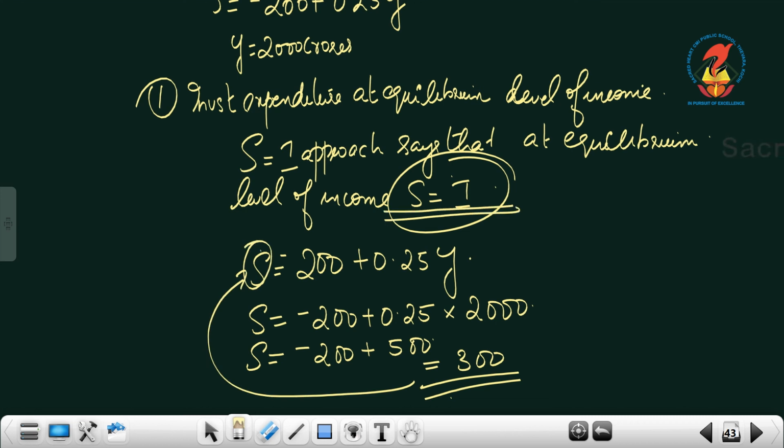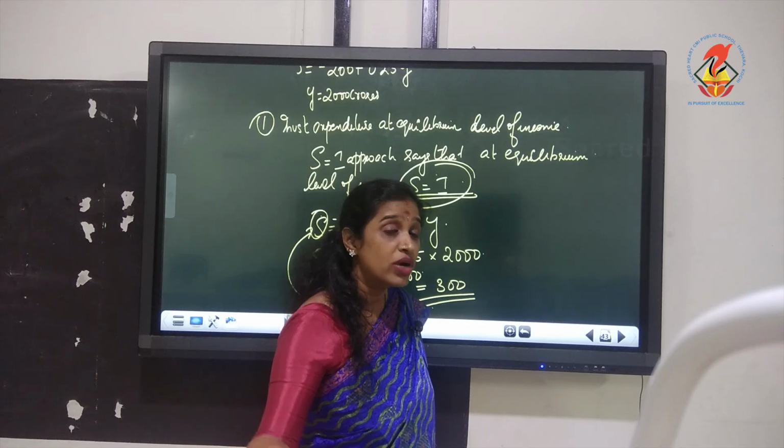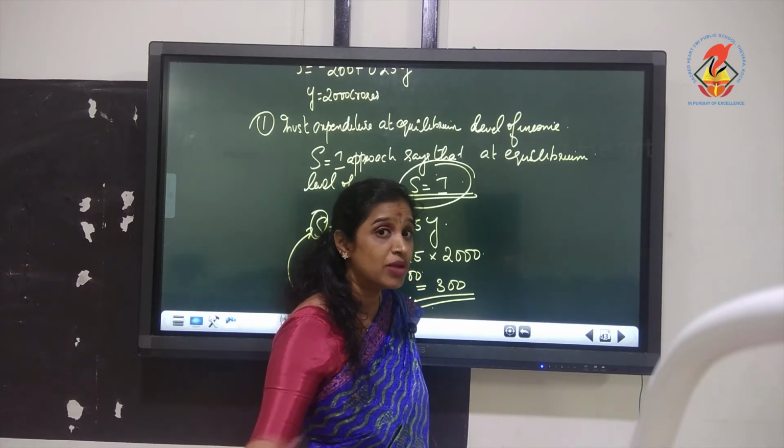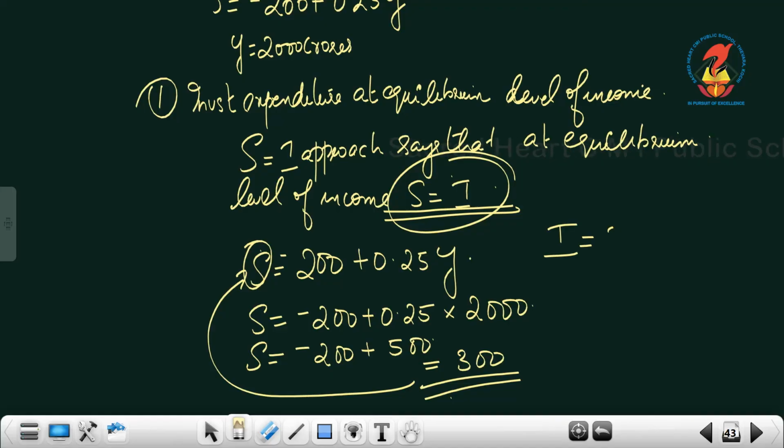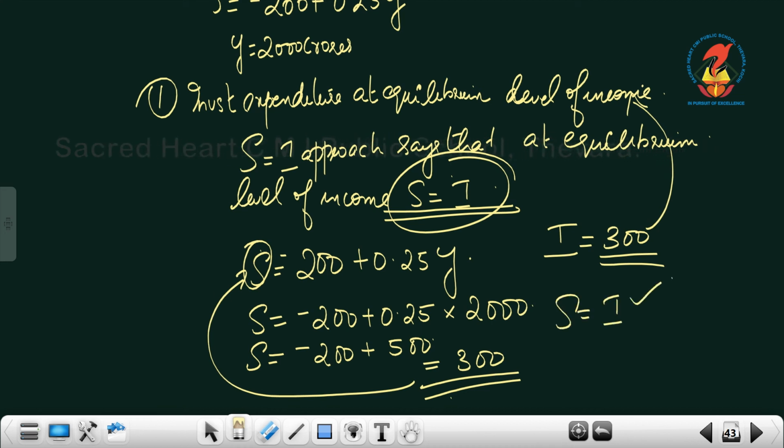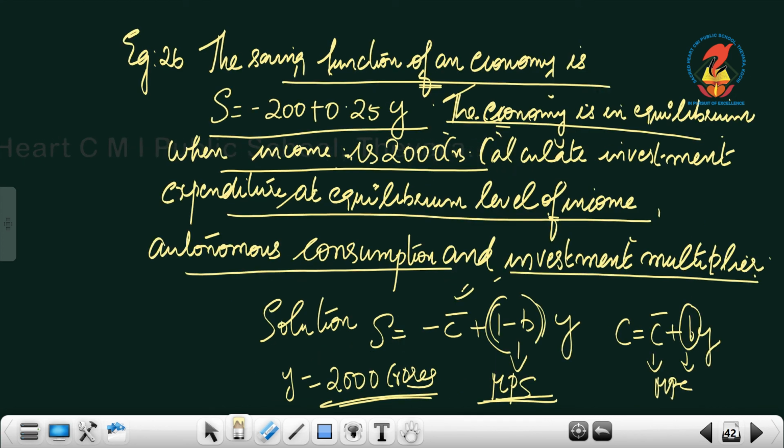Now you have the value of S. You have learned at equilibrium level of income S is equal to I. Therefore, what is investment expenditure at equilibrium level of income? Definitely I will be equal to 300. Why? Because at equilibrium level of income S is equal to I. The problem is solved. Now you got the answer for the first part.